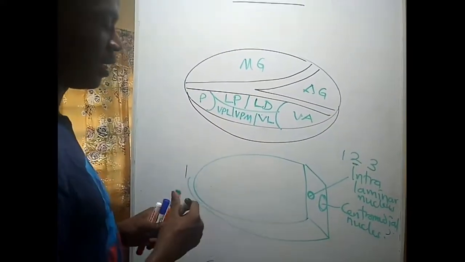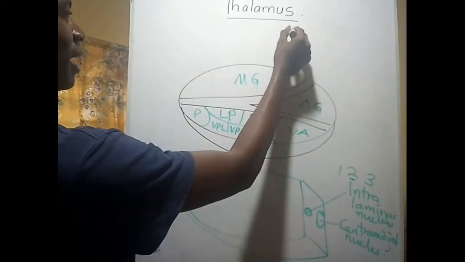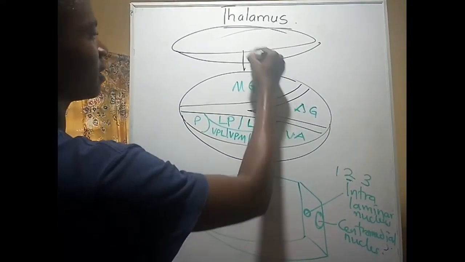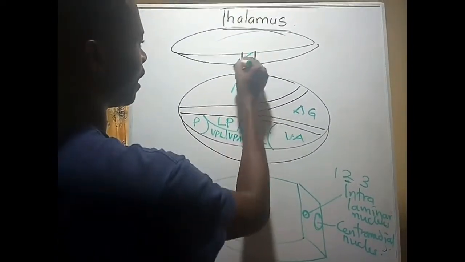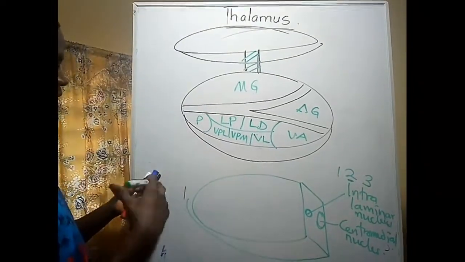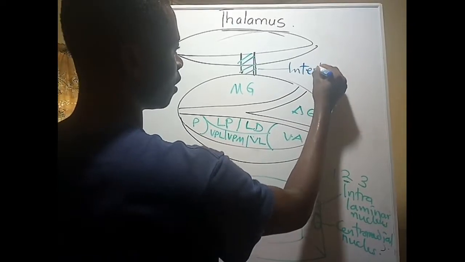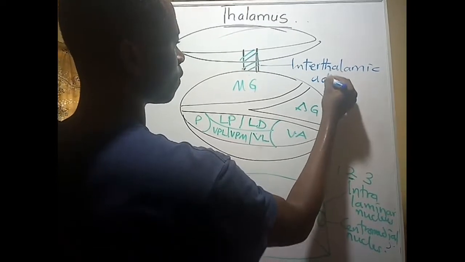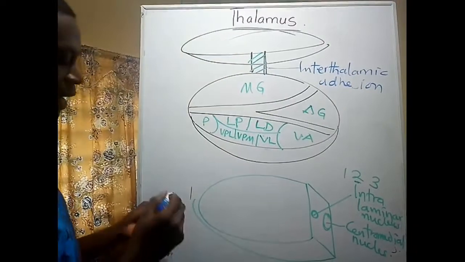And then remember we have 2 thalami. So let's just assume we have another thalamus at this side. They'll be linked by the interthalamic adhesion. So this area that links the 2 thalami is what we call the interthalamic adhesion. Okay, so there are also nuclei there.